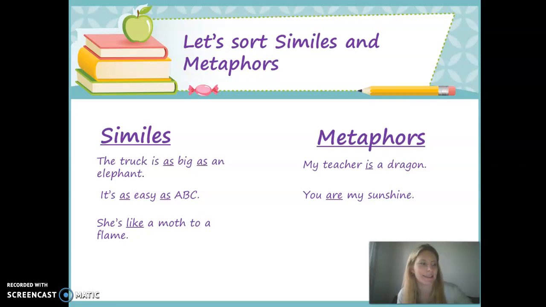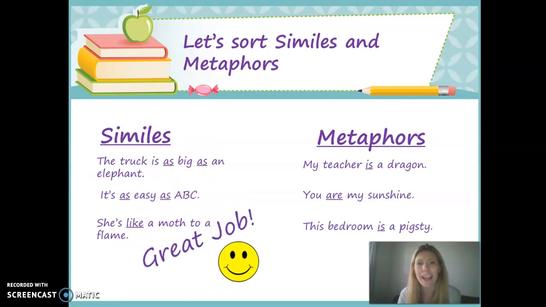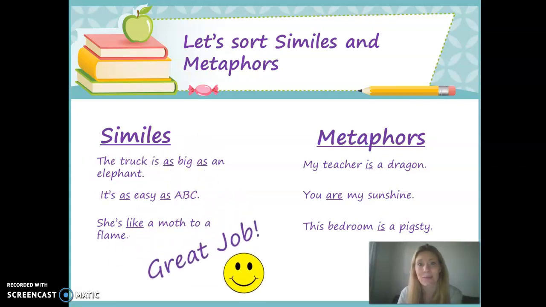Last sentence. This bedroom is a pigsty. Listen again. This bedroom is a pigsty. Will that go under simile or metaphor? Correct. This bedroom is a pigsty is a metaphor. Notice the word is has been underlined. Great job. Let's keep going.